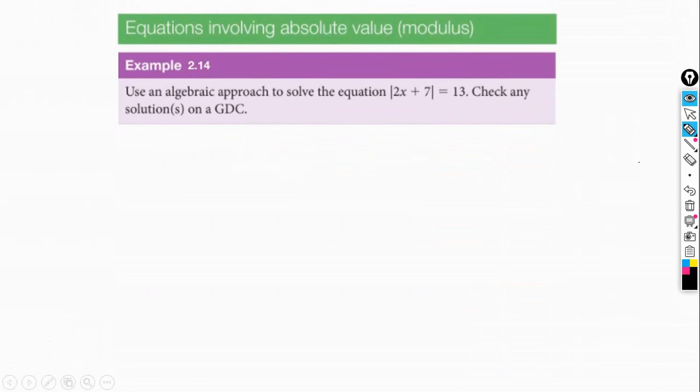So let's continue with equations involving the absolute value, also known as modulus. And we're going to solve example 2.14.